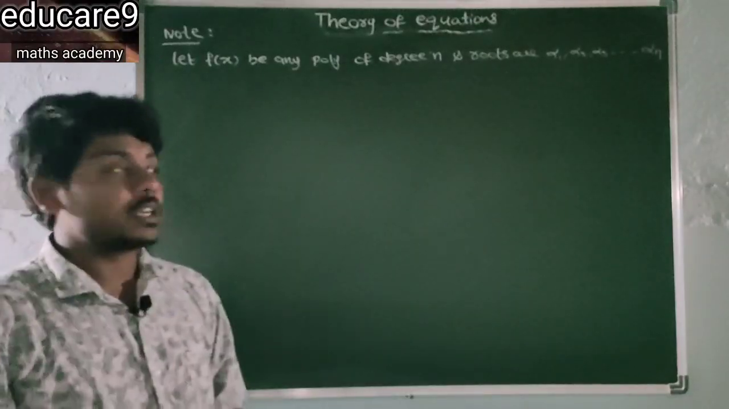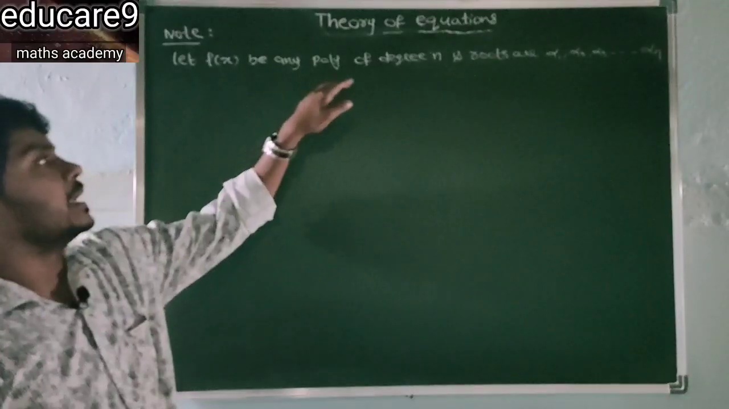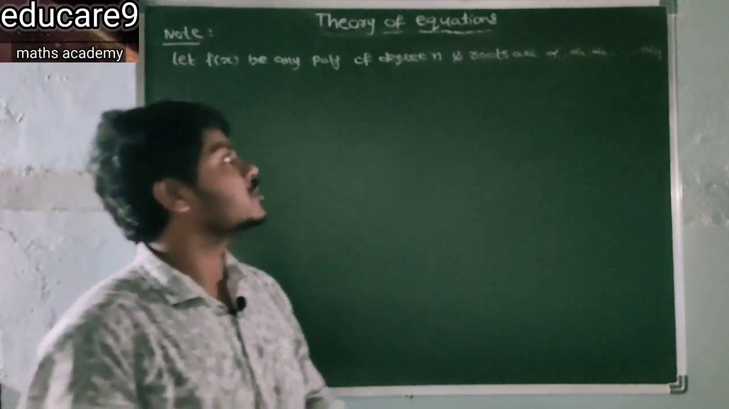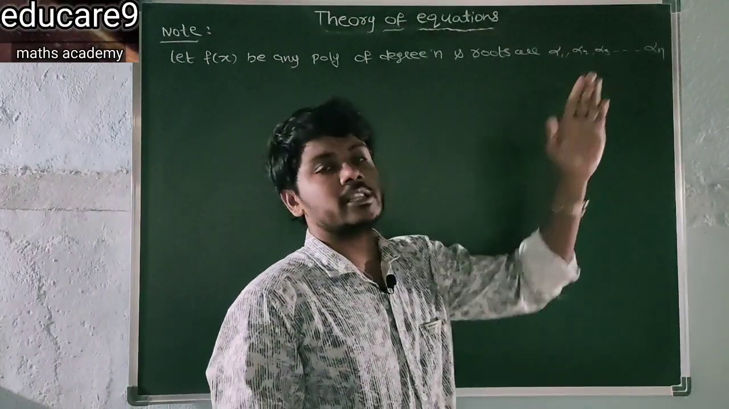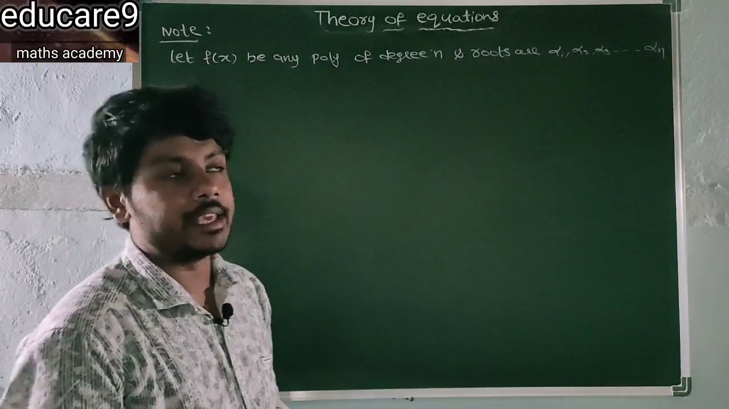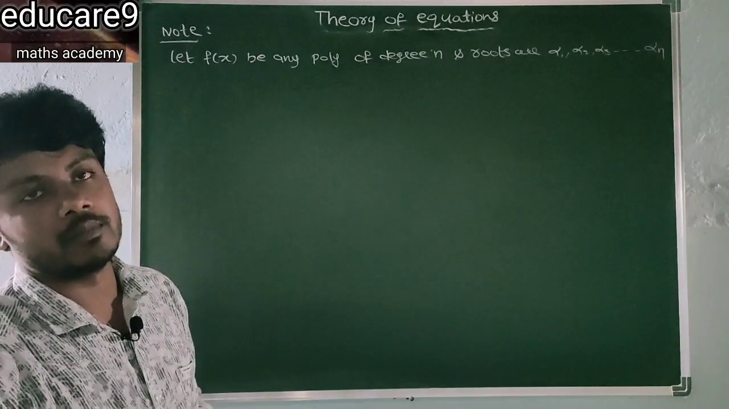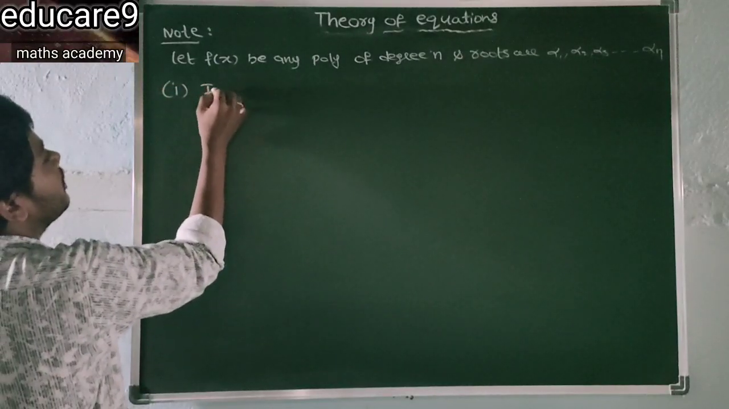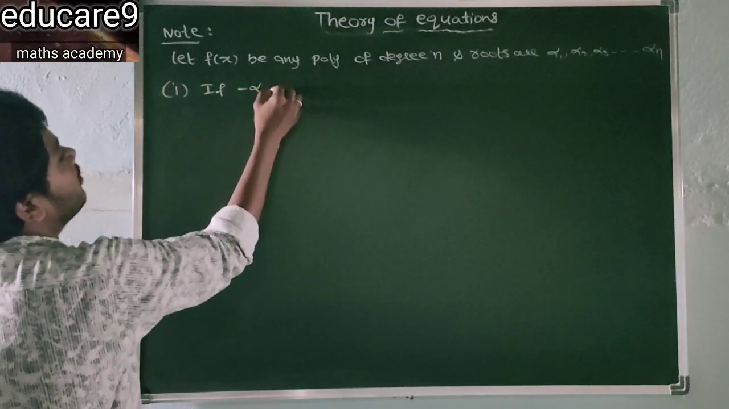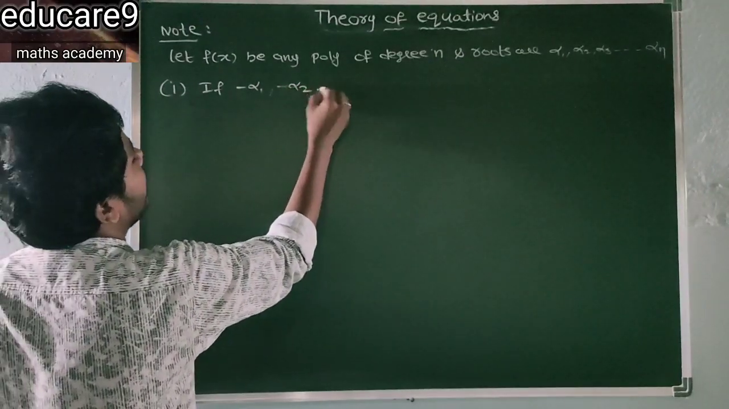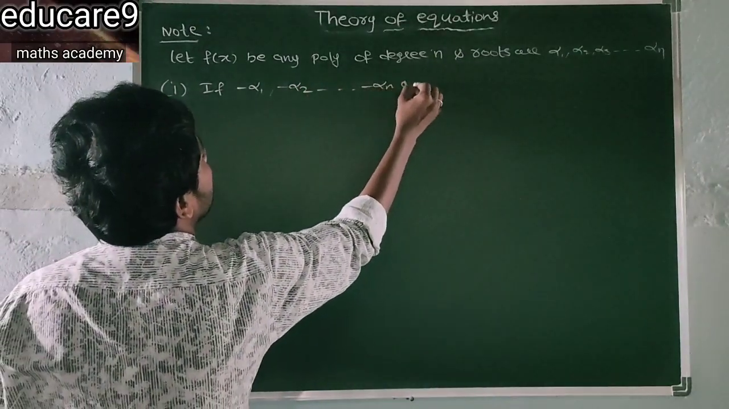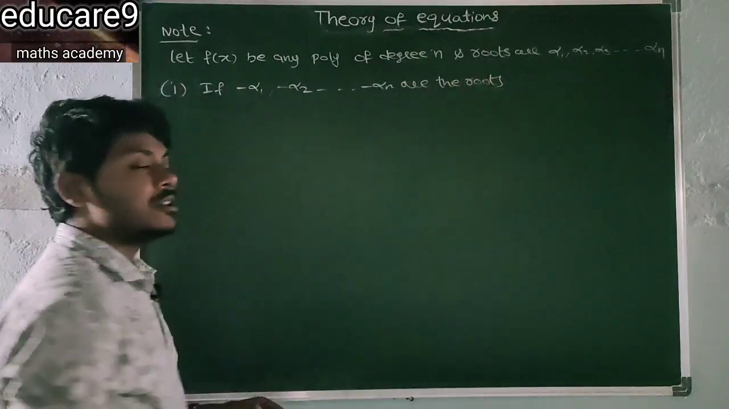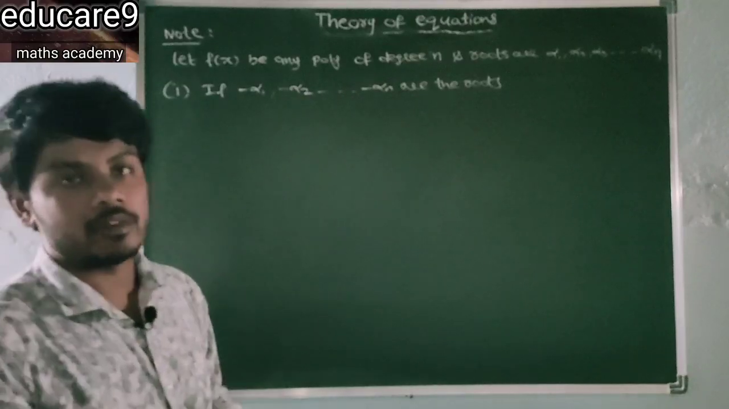So see our next note. Let f(x) be any nth degree polynomial equation. And what are the roots? Alpha 1, alpha 2, alpha 3 and alpha n. So these are the n roots of the given polynomial. So here, if minus alpha 1, minus alpha 2 and so on, minus alpha n are the roots, then we want to find the equation.